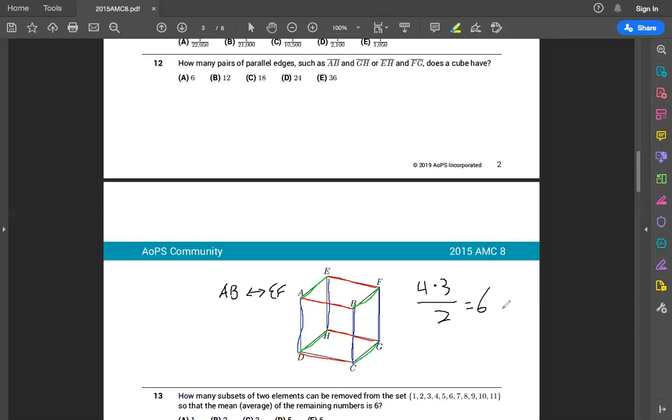And then since there are 3 colors, and every color is pretty much the same, right? They all have 4 edges. So we just have to multiply by 3 to get our answer of 18.